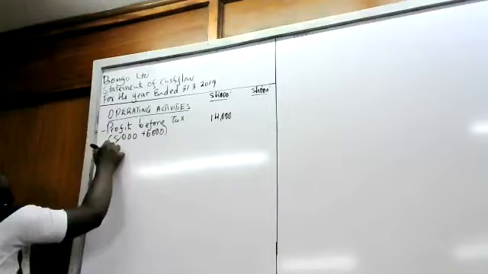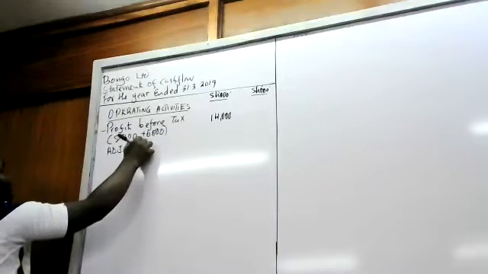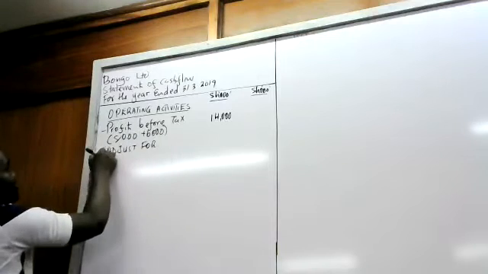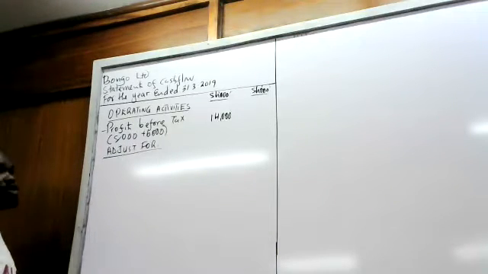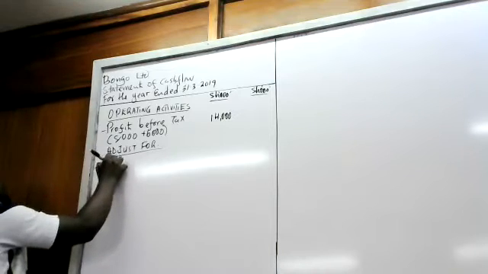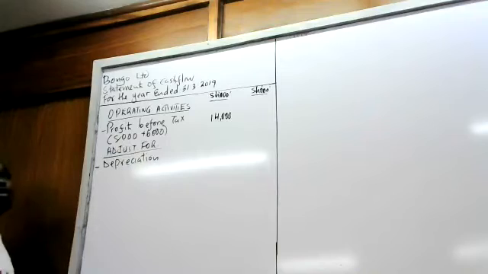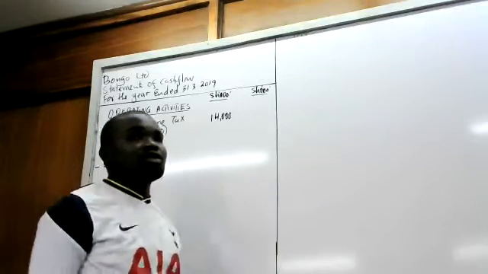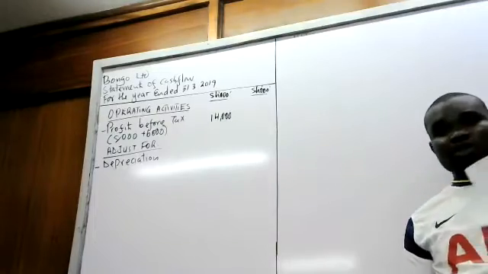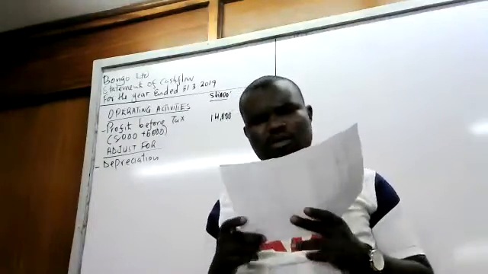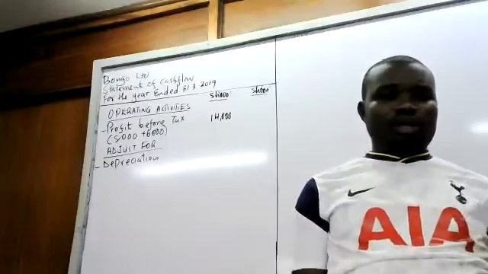Then you say adjust for. Once you say adjust for, the first item you should think about is depreciation. So right there, depreciation. Depreciation is still being used. Check note number 2.